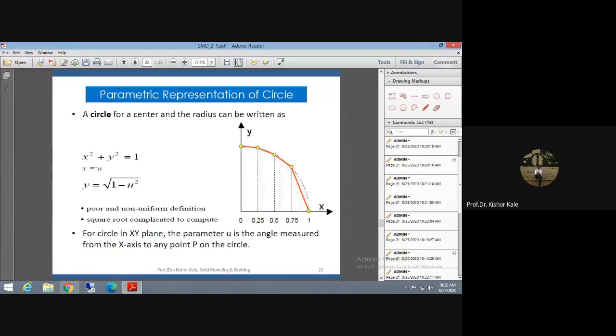Now substitute x as 0.25. Now x is u, so it varies from 0 to 1. Now x as 0.25, so 1 minus 0.25 squared. Check how much it comes. If you put x as 0.25, then 1 minus 0.25 squared. So how much is it?